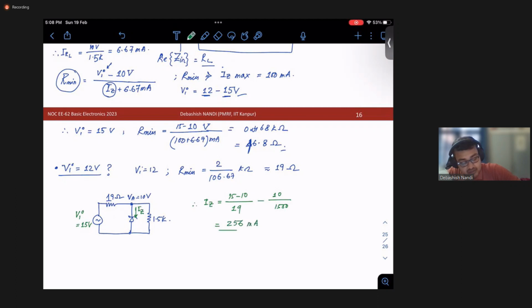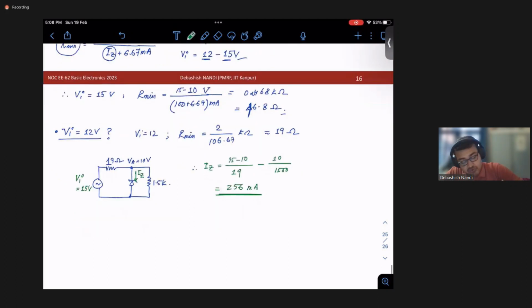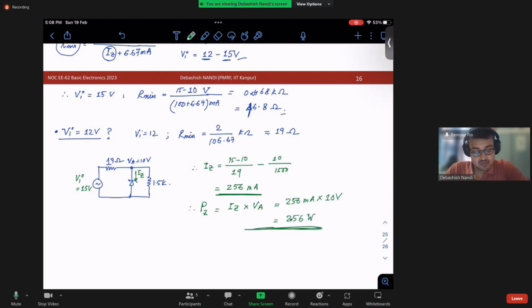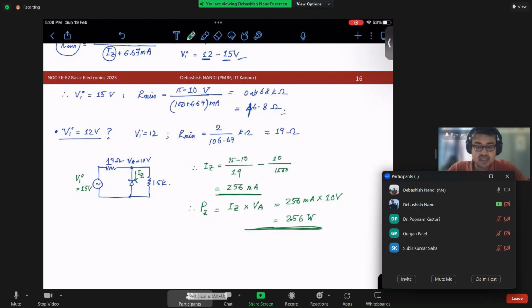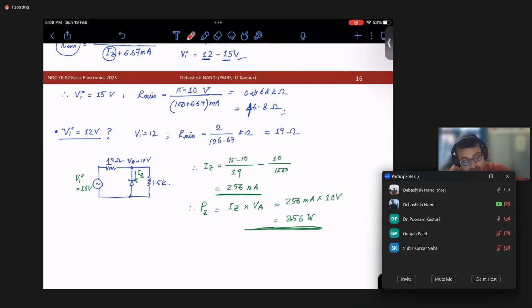Okay. If it is 256 milliampere, what is the power across the Zener diode? Iz into Va, that is 256 milliampere into 10 volt, that is 2.56 watt, right? Can you comment on this? 2.56 watt, is it allowable? The maximum wattage was 1 watt, I feel. Yes, maximum was 1 watt, right? So it is not allowable, right? So you cannot make the design starting with this assumption.